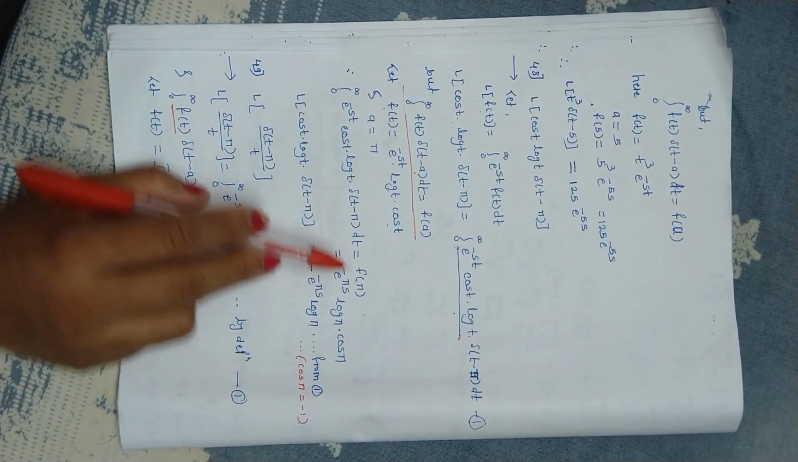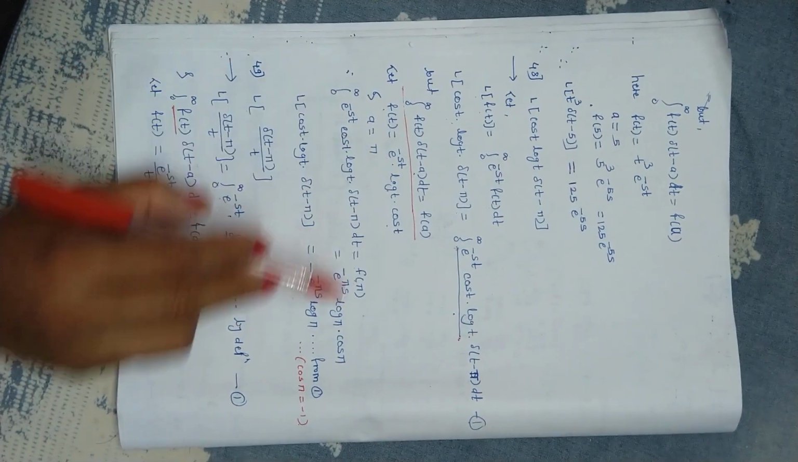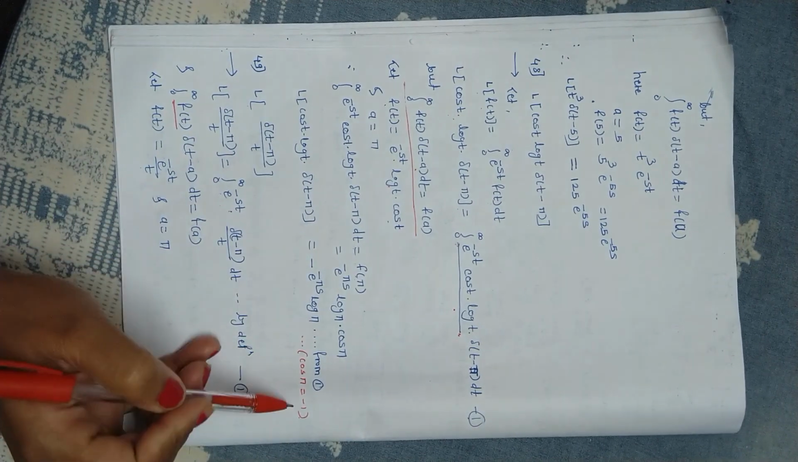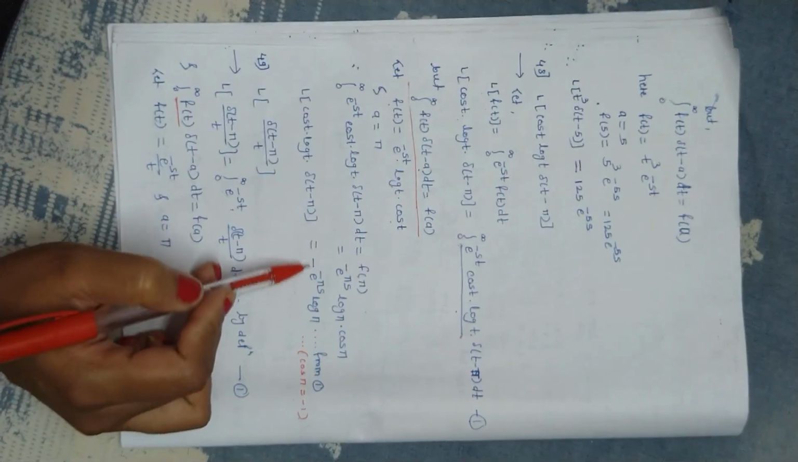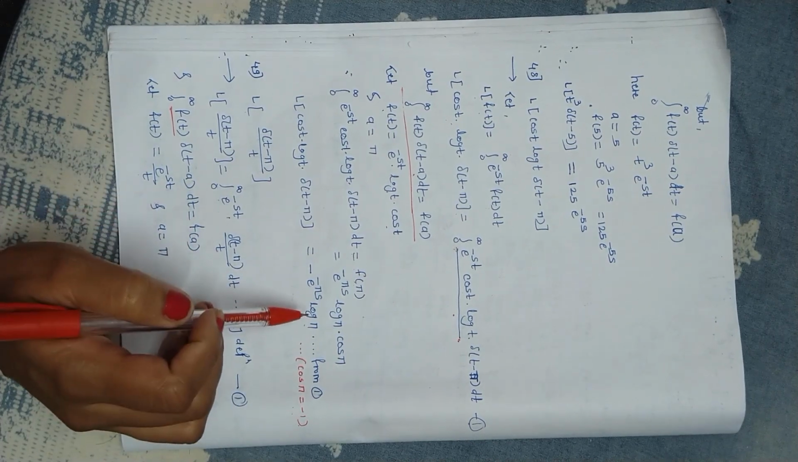What is f(pi)? Just replace t by pi here. What do we get? e raised to minus pi s log pi cos pi. We know cos pi value is minus 1. Therefore the answer is minus e raised to minus pi s log pi. Okay.